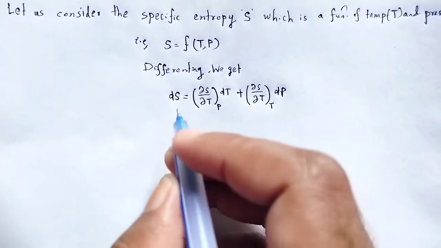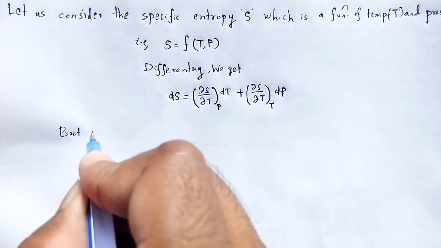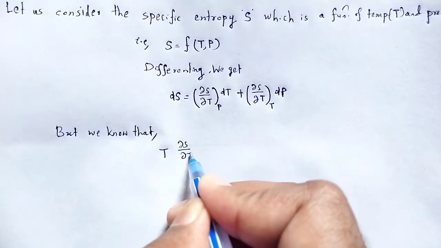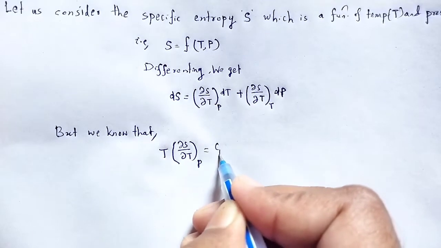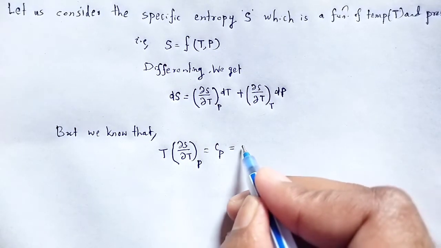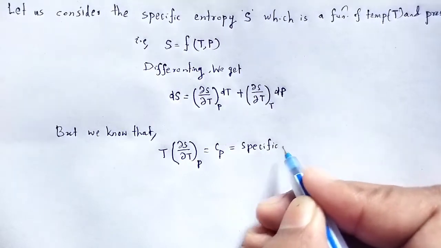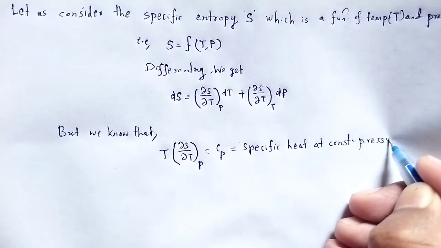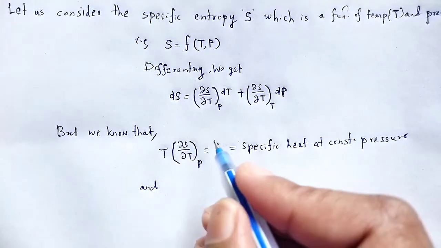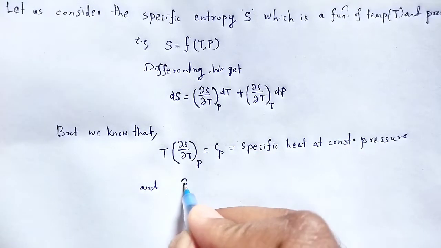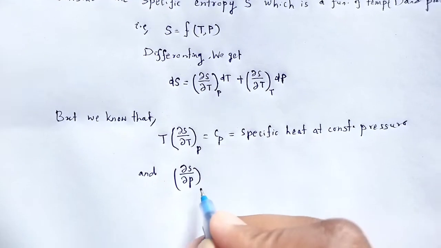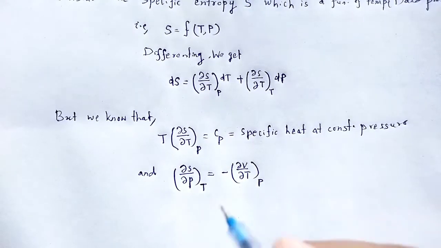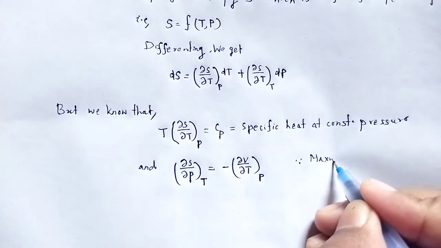But we know that T del S by del T at constant pressure is equal to Cp, which is known as the specific heat at constant pressure, and del S by del P at constant temperature is equal to negative del V by del T at constant pressure, that is from Maxwell's relation.